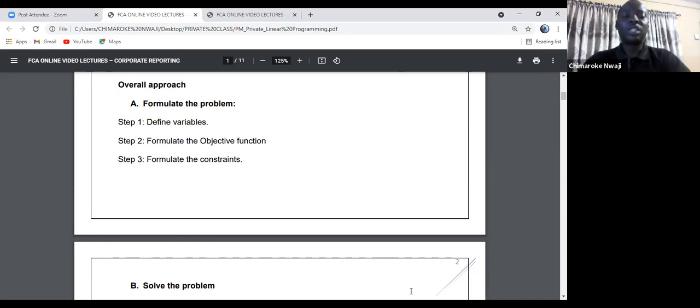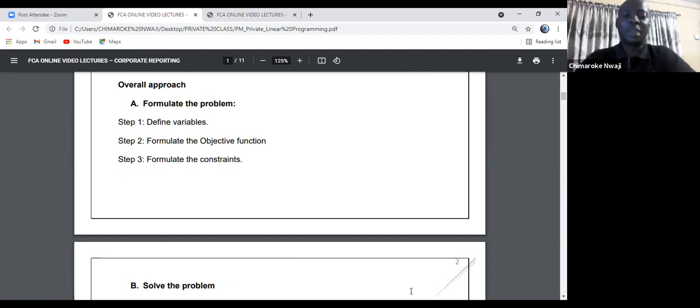Then you need to formulate the objective function. So what will be your objective? For the purpose of our class, our objective would be to maximize contribution. You know, when we maximize contribution, we are also maximizing profit, but it's preferable to use maximize contribution.